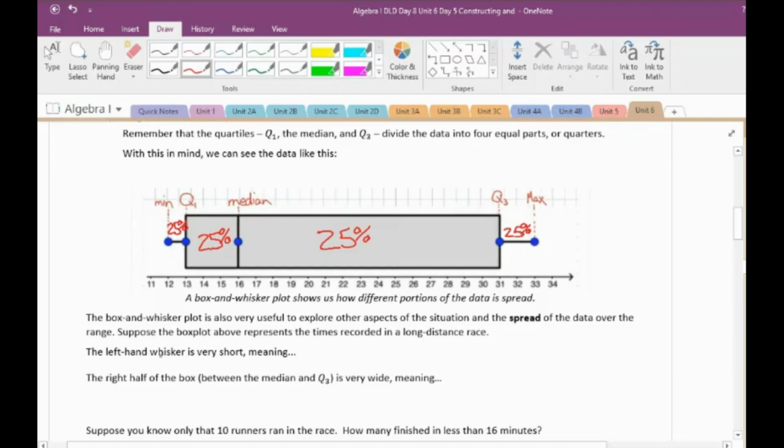Okay, the fact that this left hand whisker is very short means that the fastest 25% finished pretty close together. They all finished within 1 minute of each other.